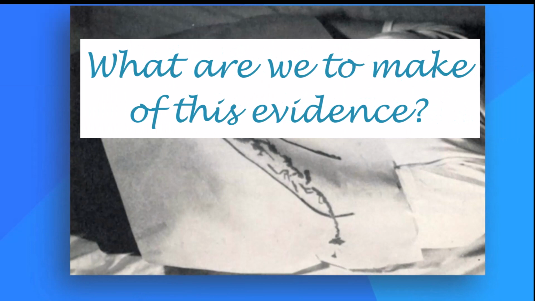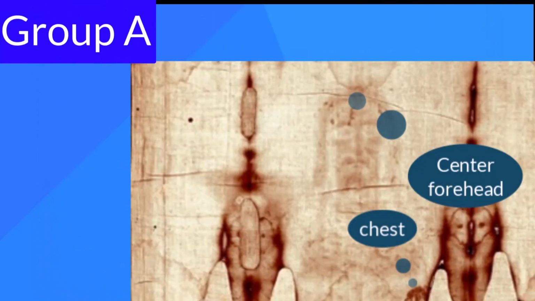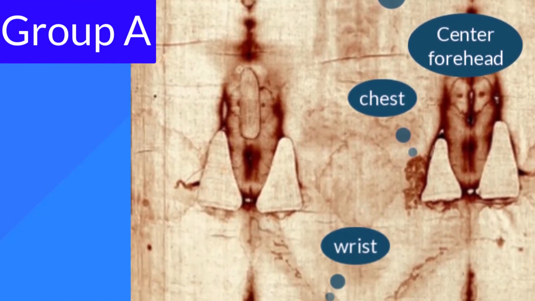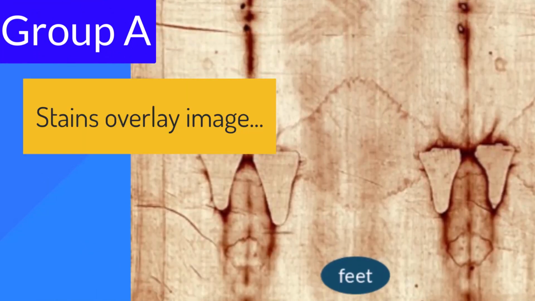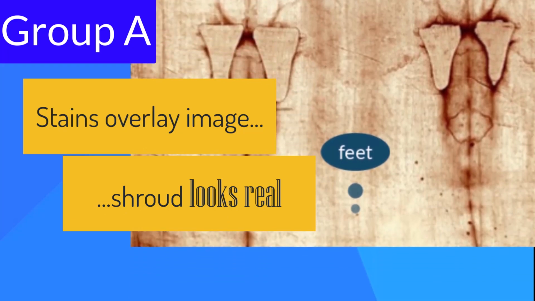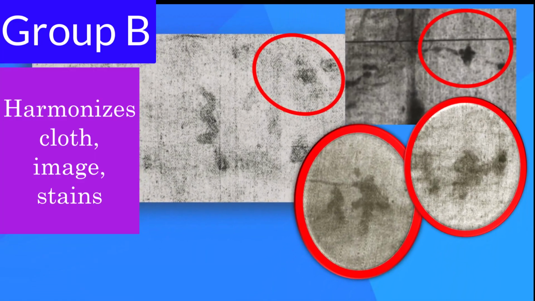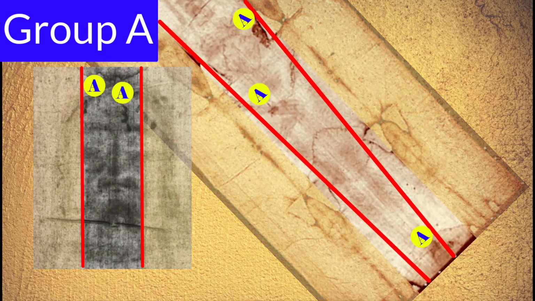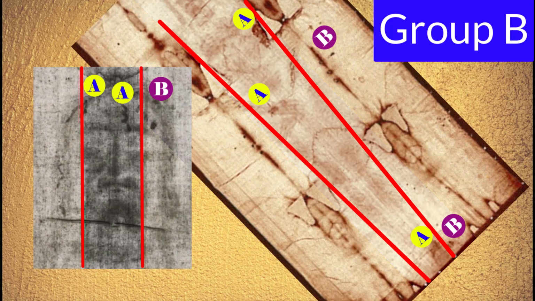Think of the stains in two groups. Group A stains, which include the center of the forehead, the wrist, foot, and chest, all precisely fit the anatomy of the image. They argue that the shroud is real. These other stains fit into Group B. Though small, they tell us a lot about how the cloth, image, and stains are related. Notice a difference between Groups A and B? Group A stains run along the center or medial of the image. Group B stains are on the outside or lateral edges of the image.